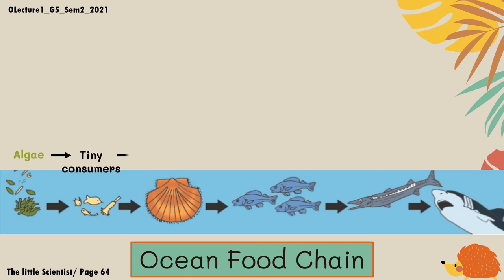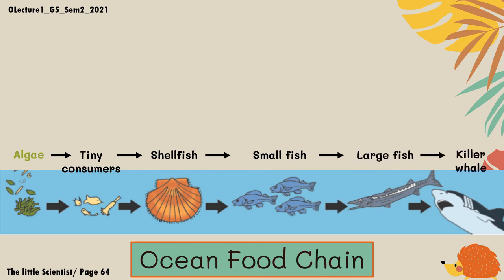Algae, tiny consumers, shellfish, small fish, large fish, killer whale. The algae are eaten by tiny consumers. Tiny consumers are eaten by shellfish. Shellfish are eaten by small fish. Small fish are eaten by large fish. Large fish are eaten by the killer whale.